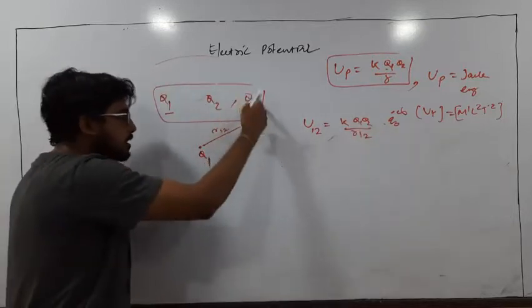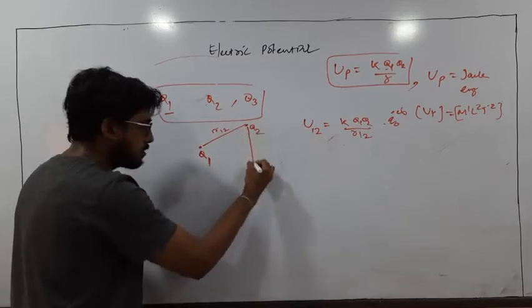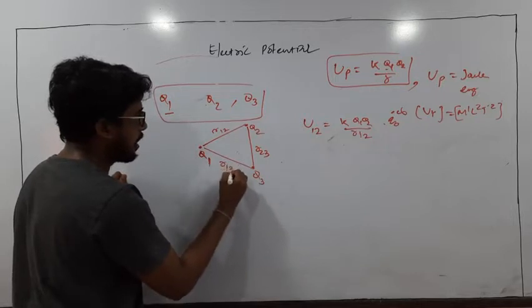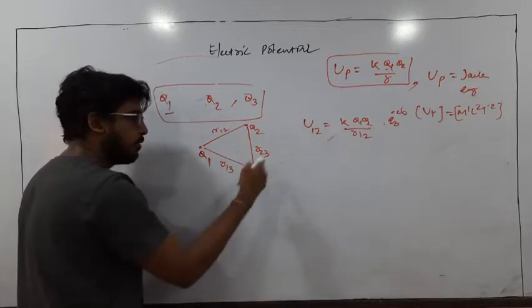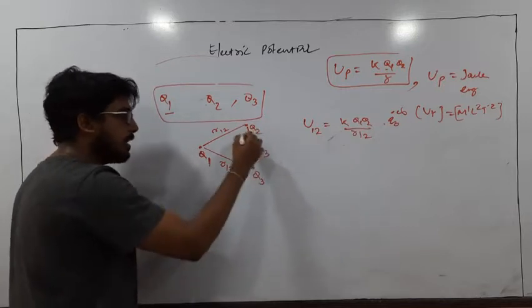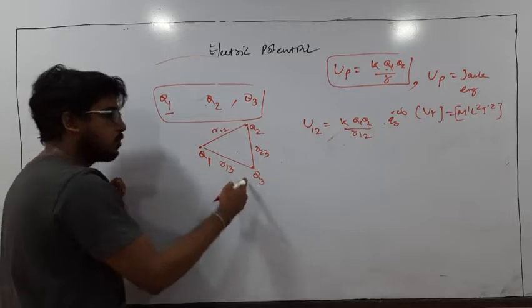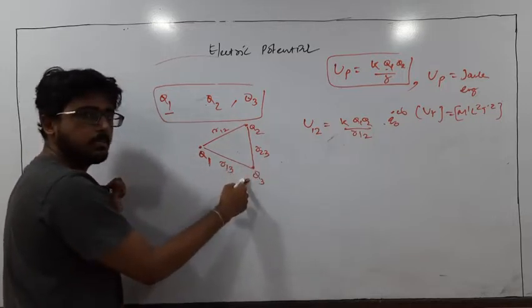Similarly, when I have to place Q3 at this place, such that the distance from Q2 will be R23 and from Q1 it will be R13. So now when I am placing Q3 from infinity to this position, I have to do work against the field of Q2 as well as against the field of Q1. So the total work done by placing this Q3 will be stored as the potential energy for this system.